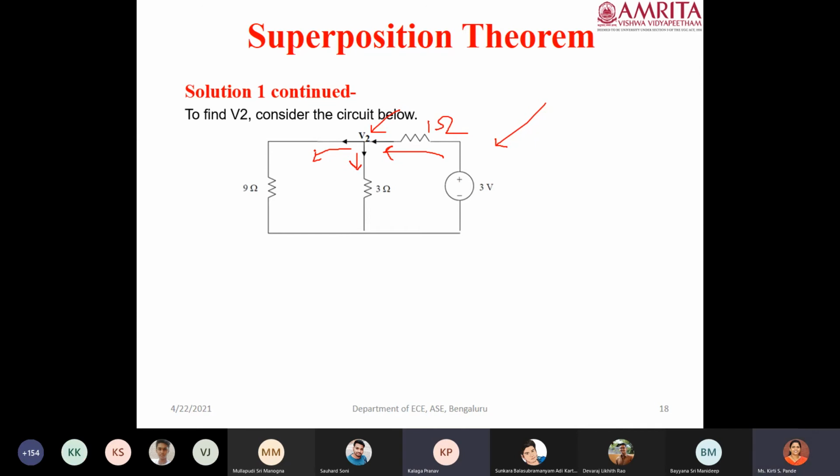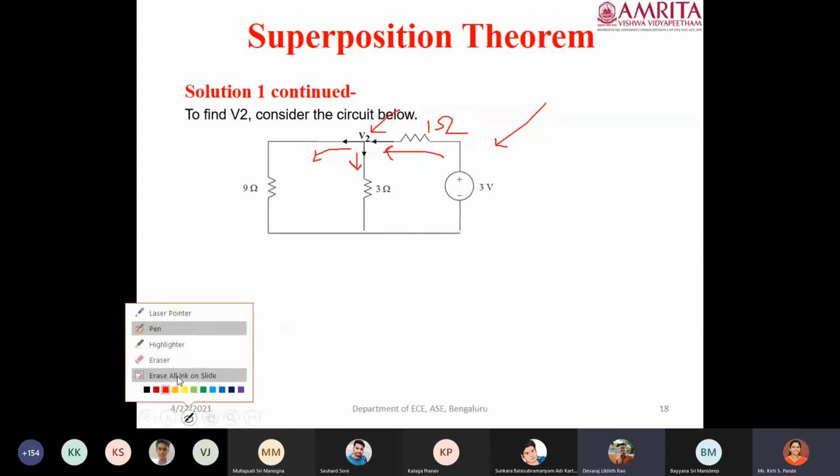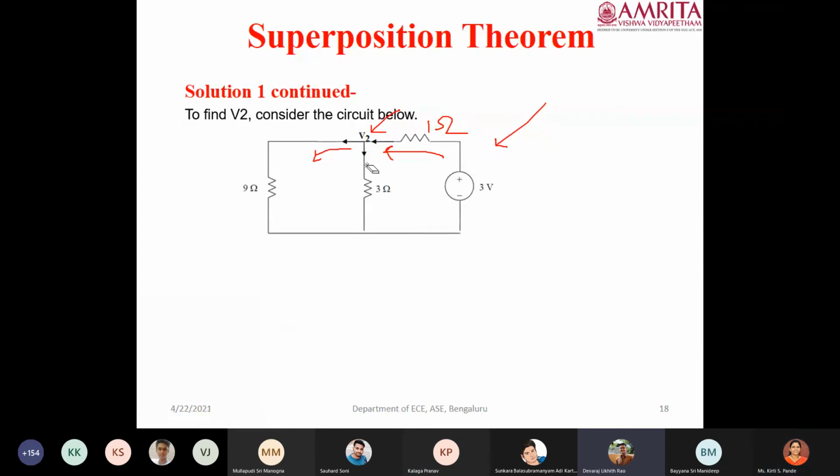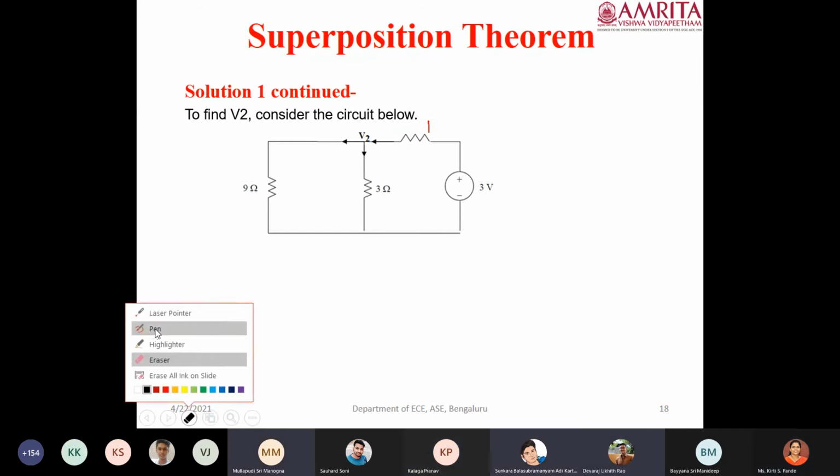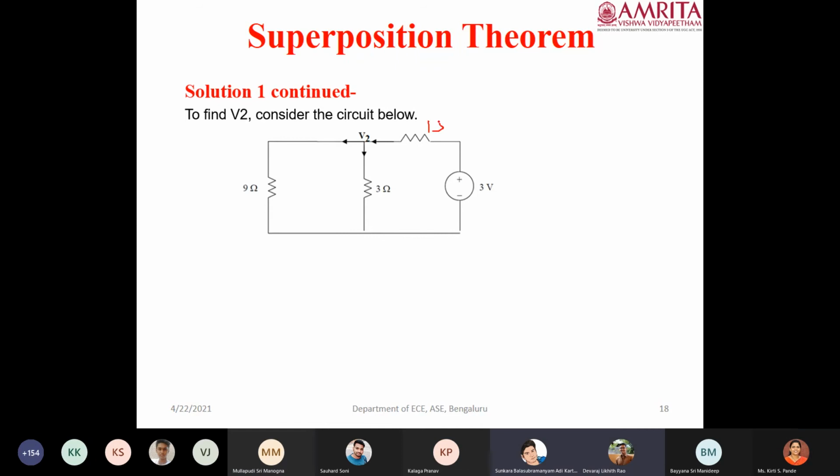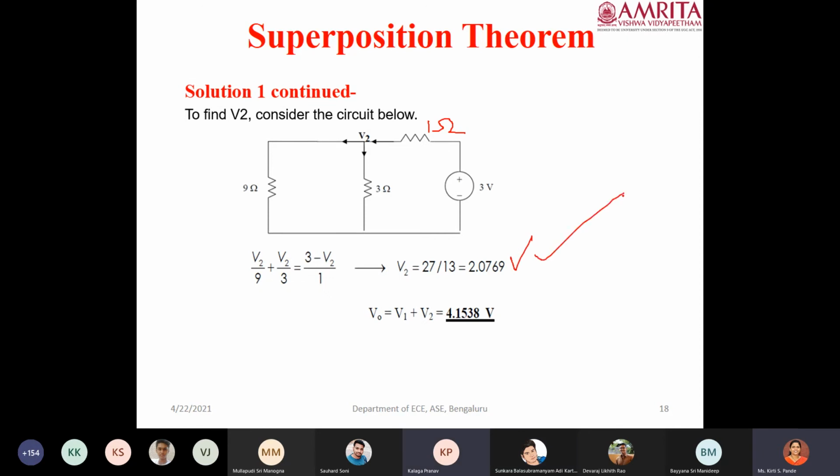Now again use nodal analysis to find out V2 quickly. Ma'am, we get the same value, 2.076923 something. Same value we got, ma'am. Now 9 volts is not there. Now you have a 3 volts which is acting. So you are getting the same voltage value as V2, correct?